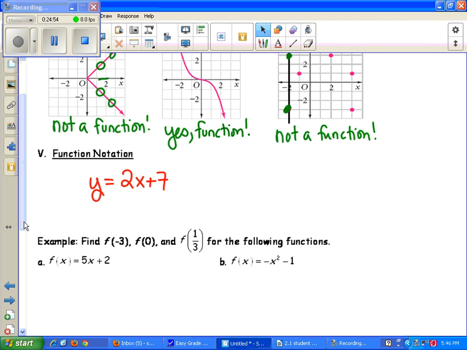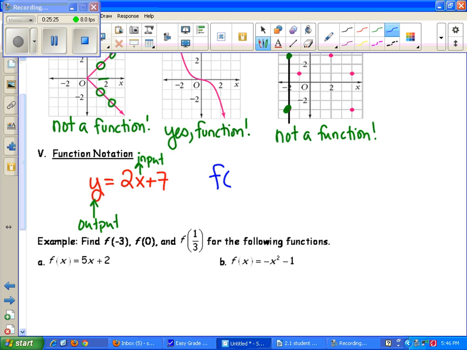What's important is that we know that the x value is the input, and the y value is our output. And the 2x plus 7 kind of tells us what to do. So instead of using y values now, we're going to use what's called function notation. This equation would then be written like this in function notation. This is said "f of x" is equal to 2x plus 7.